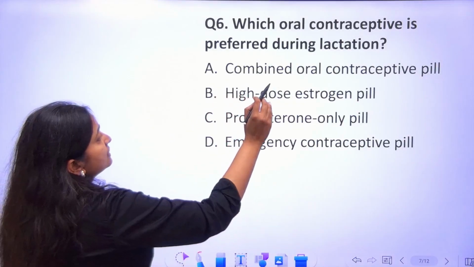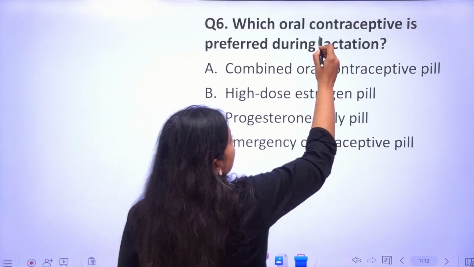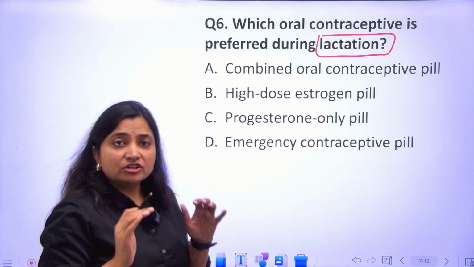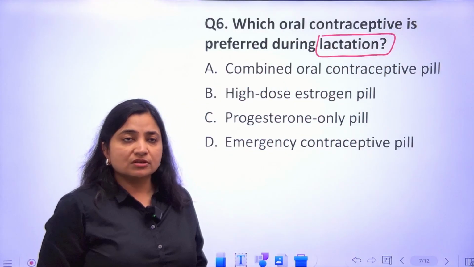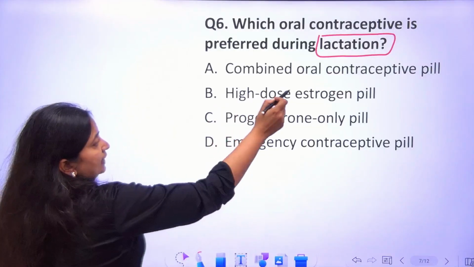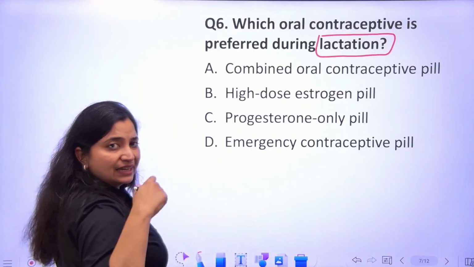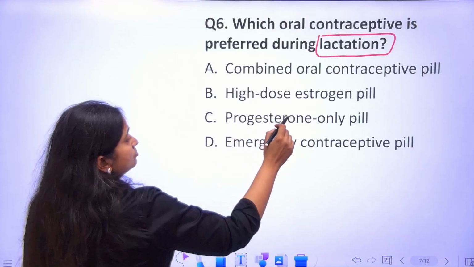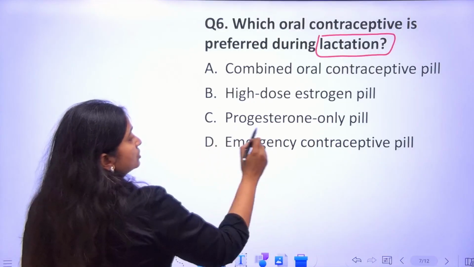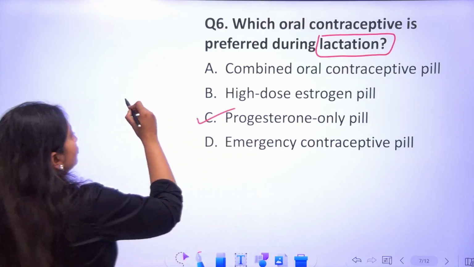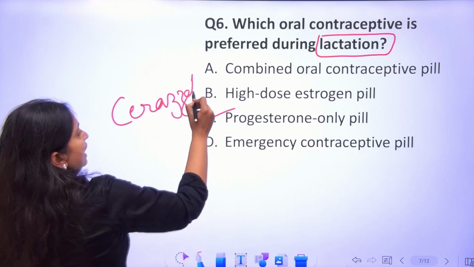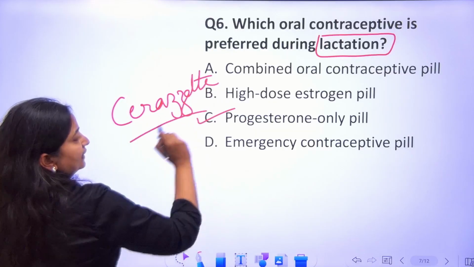Which oral contraceptive is preferred during lactation? This also we covered in our lecture. We generally don't want to give estrogen. So the answer is combined OC pills, no. It can be given in certain condition, but generally we avoid. High dose estrogen pill, absolutely no. Progesterone only pill, yes, I have told. For example, Cerazette, right? We are giving POPs in lactating mothers.